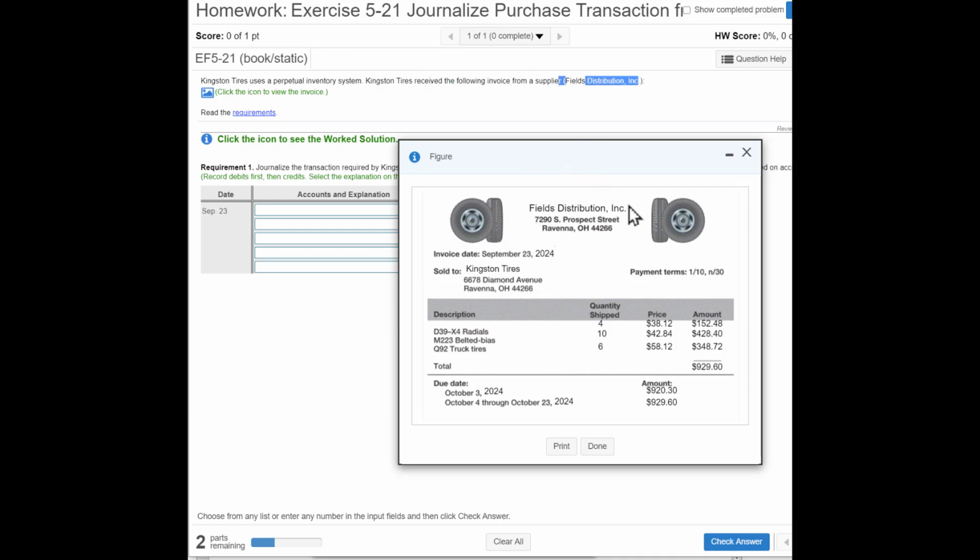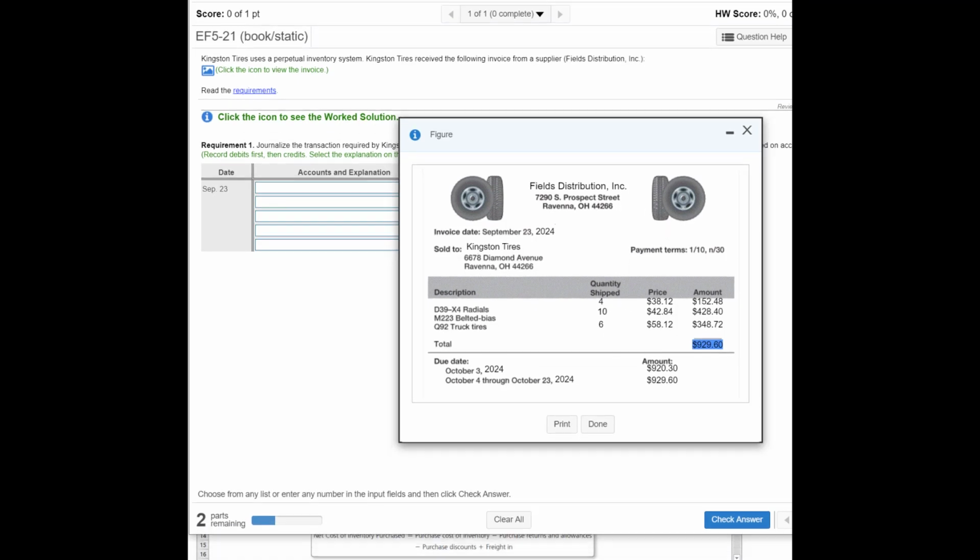So it looks like Fields Distribution is sending us an invoice, and we can tell that this invoice was sold to us because it says sold to Kingston Tires. Payment terms 1/10 net 30, so we'll save 1% if we pay within 10 days. It looks like we bought some tires for a total of $929.60, and there's no shipping. I don't see any shipping costs. If there were shipping costs, it would just be part of the cost of inventory. So I'm going to position this a little differently.